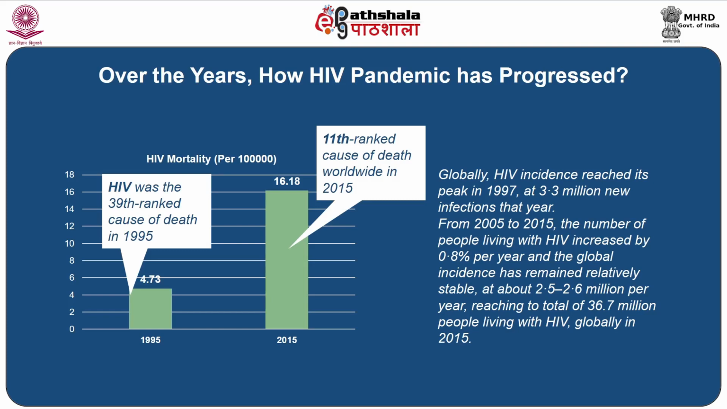From 2005 to 2015, the number of people living with HIV increased by 0.8% per year, and the global incidence has remained relatively stable at about 2.5 to 2.6 million per year, reaching a total of 36.7 million people living with HIV globally in 2015.